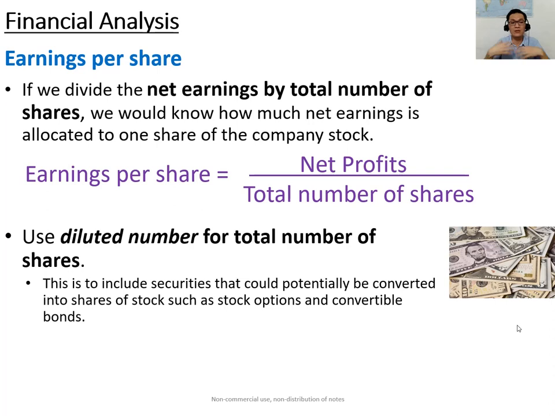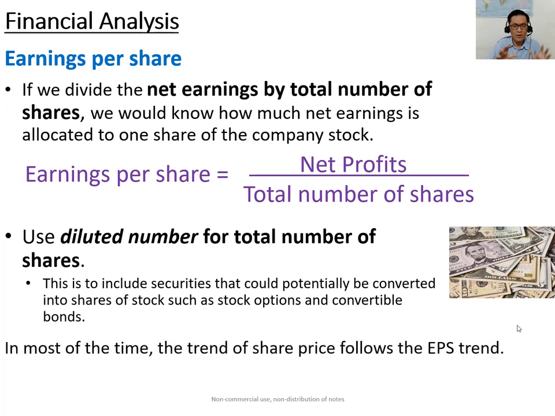potentially be converted into shares, such as stock option and convertible bonds, because we do not know one day in the future whether the management of the company or the employee of the company will exercise their stocks, and this will increase the numbers of shares in the market. So in most of the time, the share price of the company will follow the earnings per share trend.